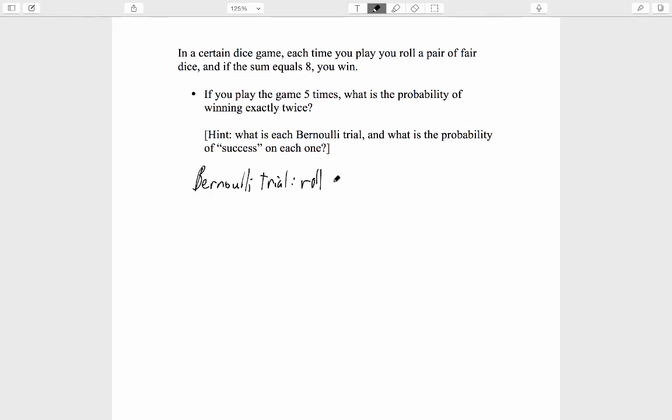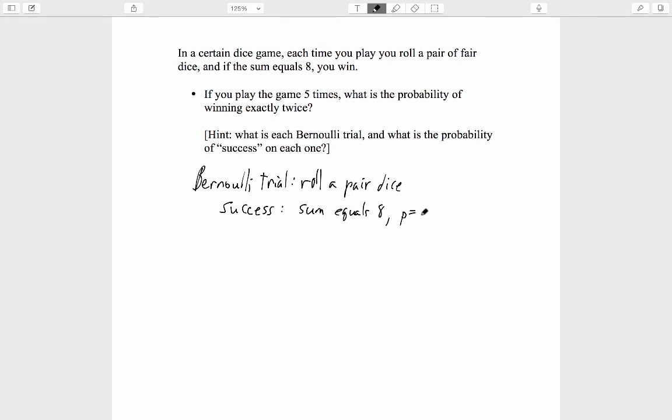It is to roll a pair of dice, because that is the only thing that makes sense in terms of how the problem is stated. The problem is stated in terms of rolling a pair of fair dice and seeing if the sum equals 8. To help us see that that's the thing to focus on, this is described in terms of winning and losing. If the sum equals 8, you win. Otherwise, you lose on that particular roll. Therefore, success means that the sum equals 8, and we have to think, what is the probability of the sum equaling 8?